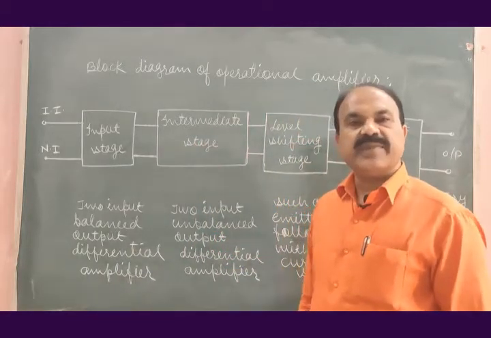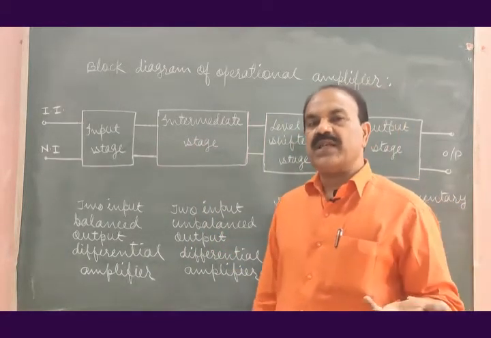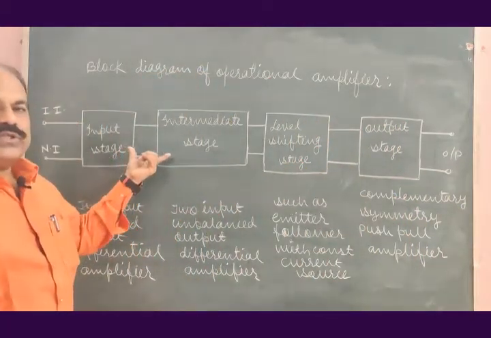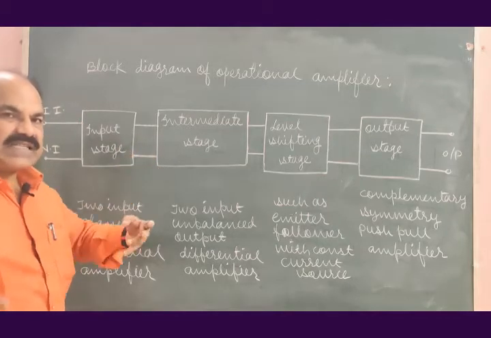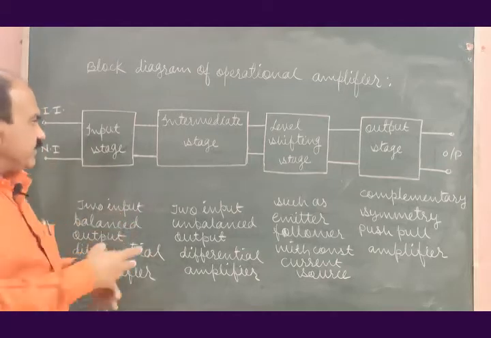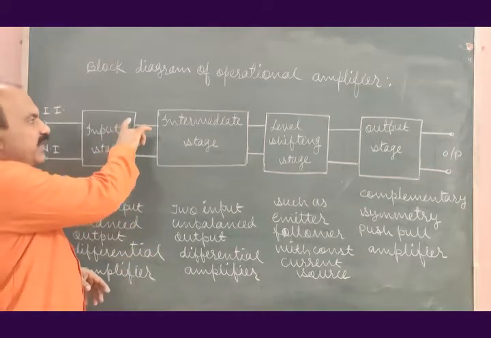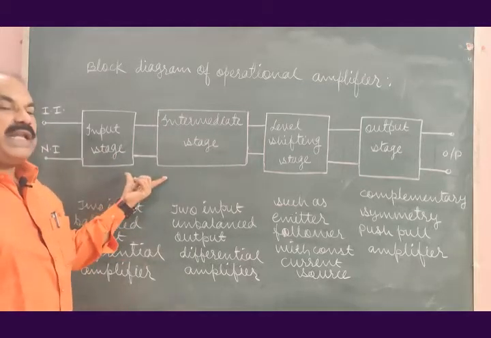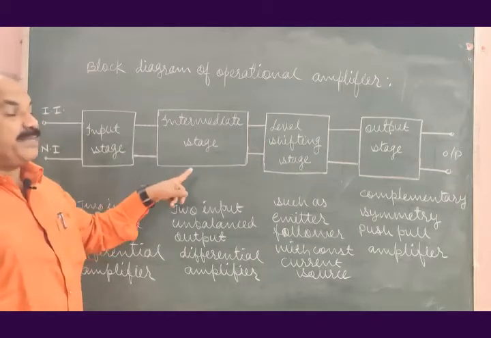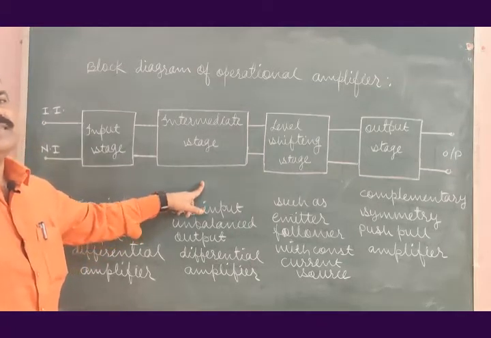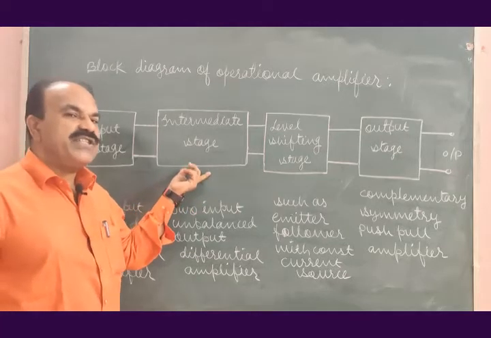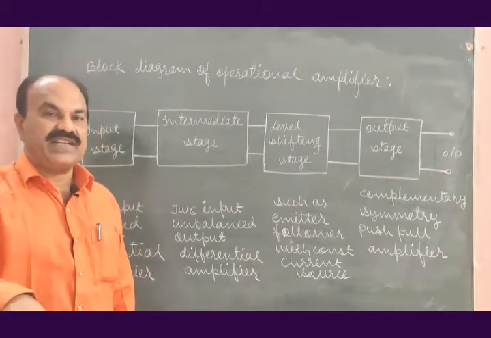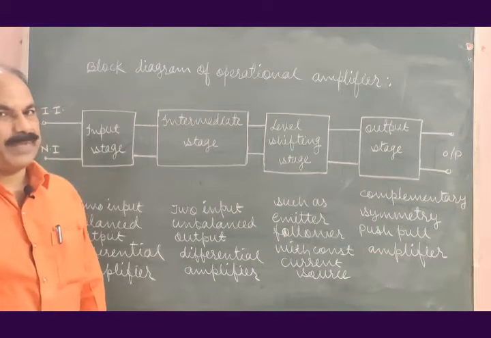Second stage, intermediate stage. We want the operational amplifier to be a high gain element. These 2 differential amplifiers are cascaded. Output of first differential amplifier is given to input of second differential amplifier. So overall gain of these 2 will be gain of this multiplied by gain of this, and therefore second stage, the intermediate stage, is also important in increasing the gain of operational amplifier.